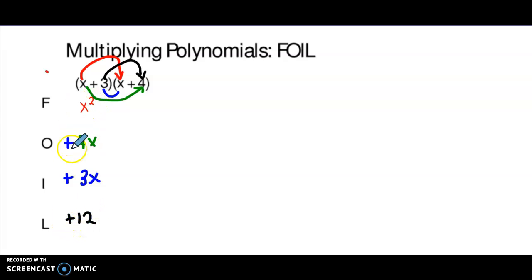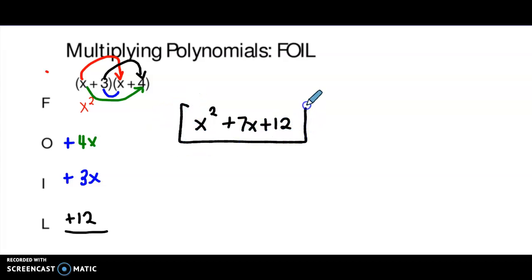So after I got my FOIL, my 4 pieces, because 2 times 2 is 4, I'm trying to put them together, and I see that this is the beginning. These middle terms, the outers and the inners, are like terms, so I can put them together. And finally, I have the constant. So 2 binomials multiplied gave me a trinomial.